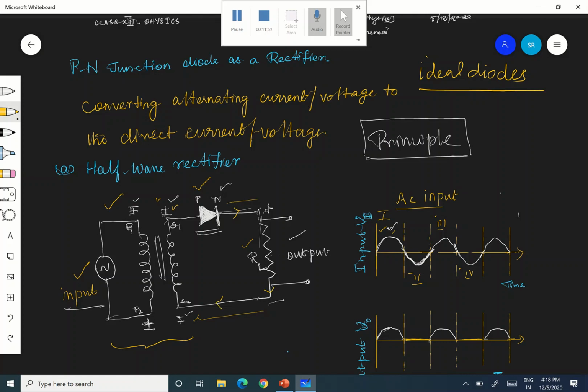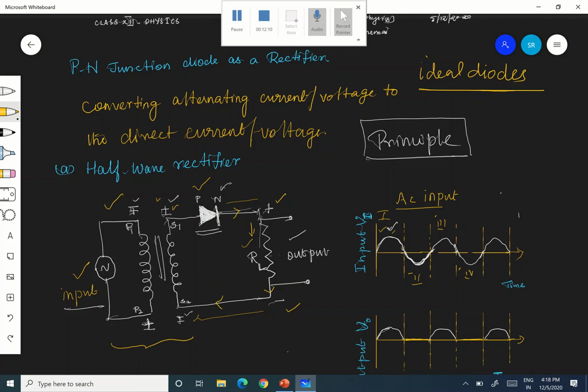Okay. What is the direction of the current here? This is positive and this is negative. Therefore, the current in the resistor will be in this direction. Through the resistor, you can take the voltage across the load resistance. Whatever voltage you are getting is nothing but the output voltage.